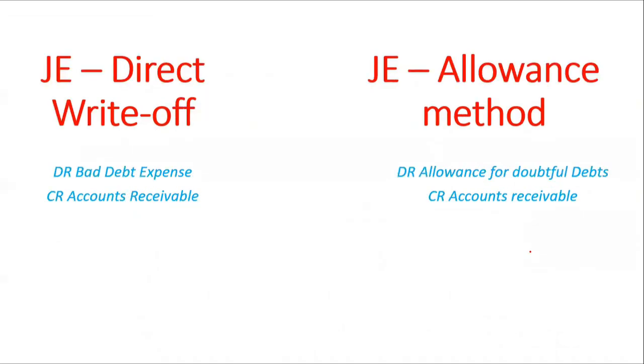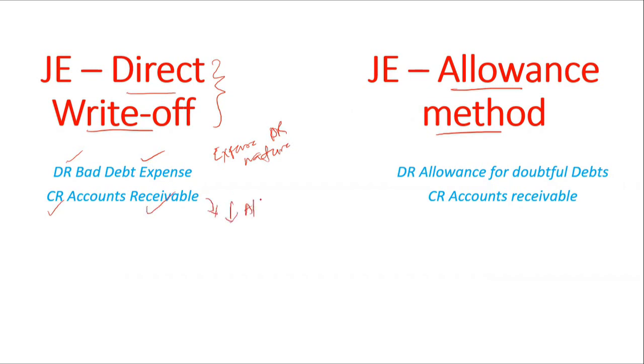Moving on to the journal entries under both methods: the journal entry for the direct write-off method, and the journal entry under the allowance method. If the company is following the direct write-off method, you will debit bad debt expense. If you remember, expense is a debit nature account. So you debit bad debt expense because you are not going to collect that money, and then you credit accounts receivable. Since you are not going to collect that money, it reduces your accounts receivable.